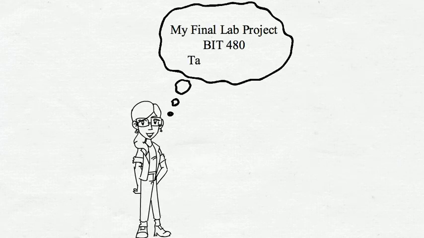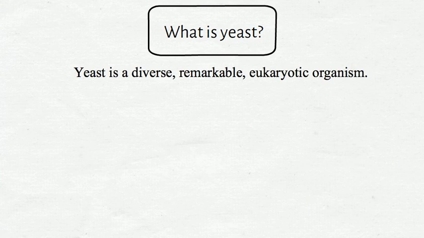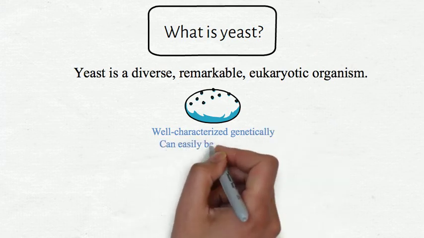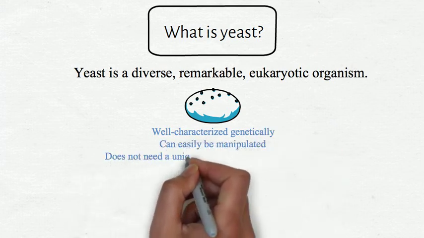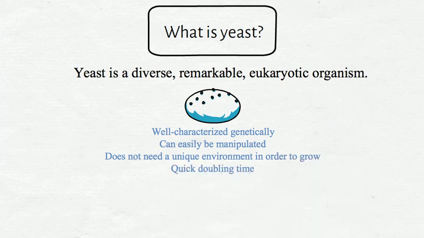In today's video, I'm going to be discussing my final lab project for BIT 480. To begin, yeast is a diverse, remarkable eukaryotic organism. A few characteristics of yeast include the fact that it can be well characterized genetically, it can be easily manipulated, it does not need a unique environment in order to grow, and it has a quick doubling time.